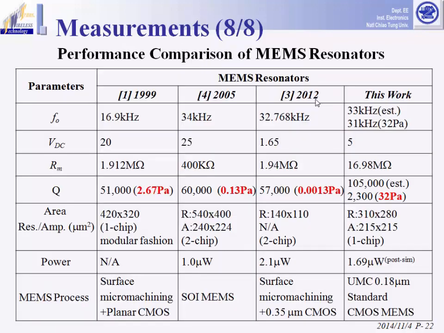Here is the comparison table. Even though the quality factor of this work is the lowest, the pressure was the highest due to non-perfect airtightness of the vacuum chamber. Besides, this work is the only one that could be monolithically integrated through a standard process in this table.